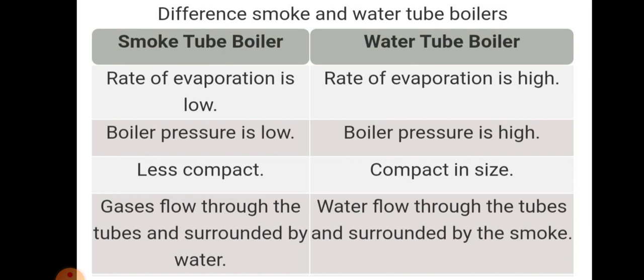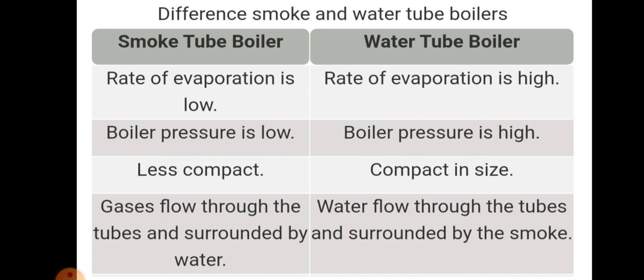Then the boiler pressure is low in the smoke tube boiler, but in the case of water tube boiler the boiler pressure is high. The smoke tube boiler is less compact, while the water tube boiler is compact in size. Okay, means space required is high for smoke tube boiler.